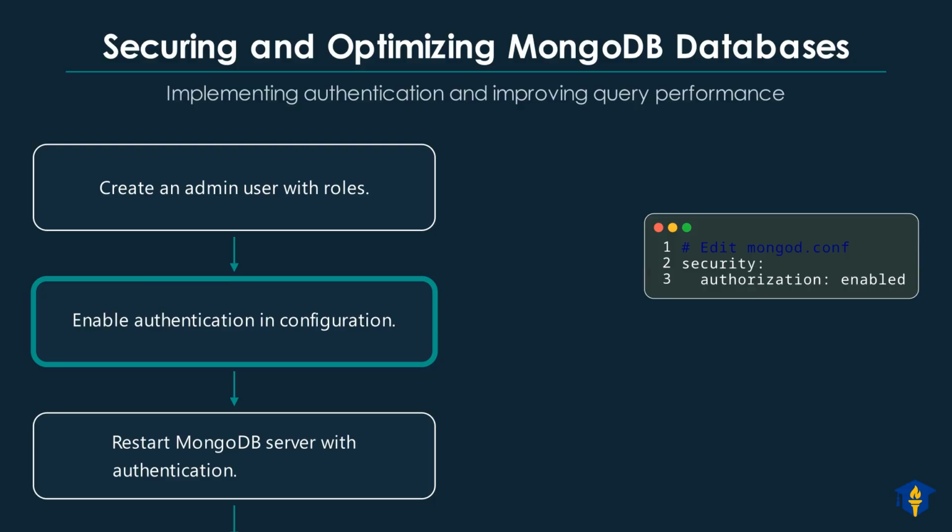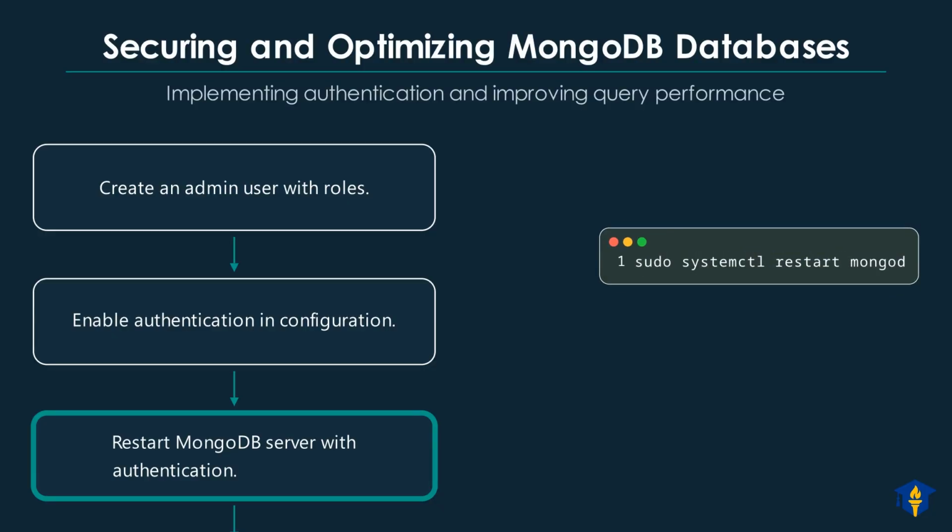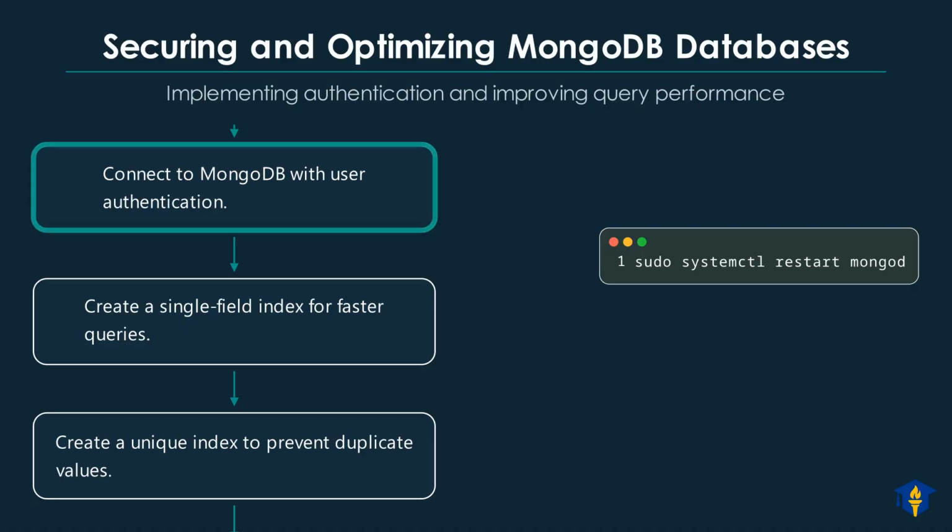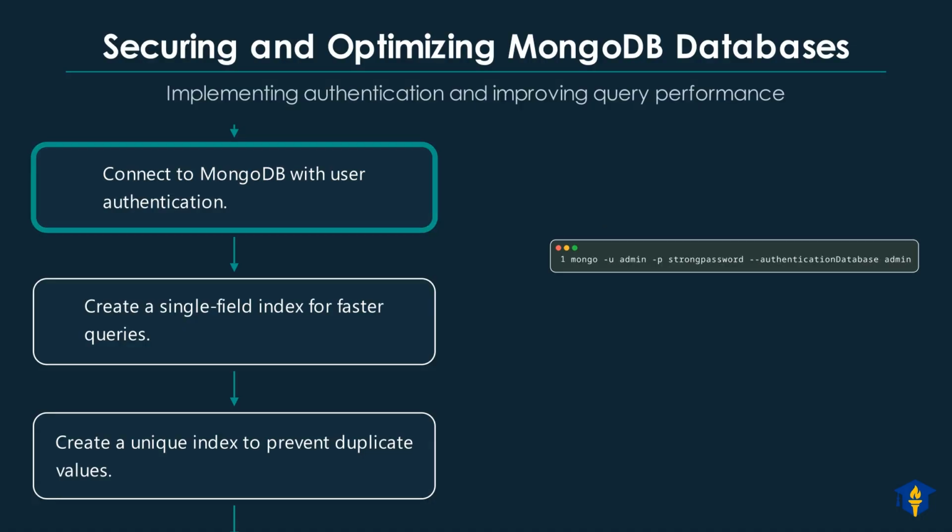Next, you need to enable authentication within your MongoDB configuration. Edit the MongoDB configuration file and add the security authorization enabled setting. After making configuration changes, use the systemctl restart command to apply the updated configuration to your MongoDB instance. Now, you can connect to MongoDB using the newly created user authentication. This command connects to MongoDB as the admin user, providing the password and authentication database.